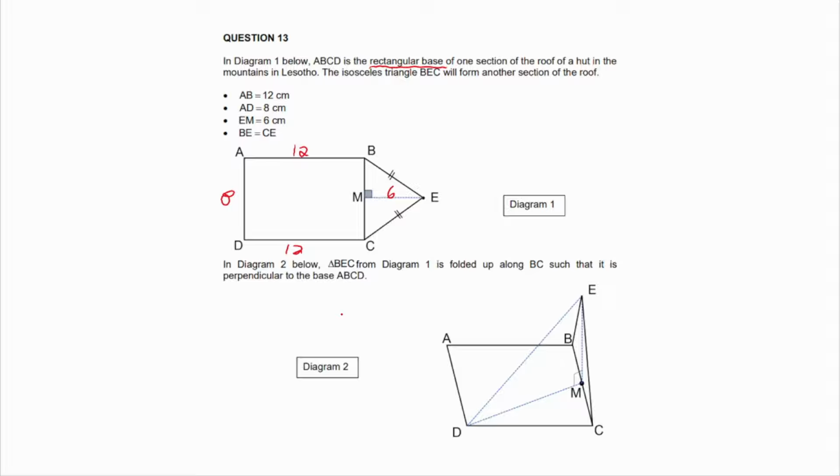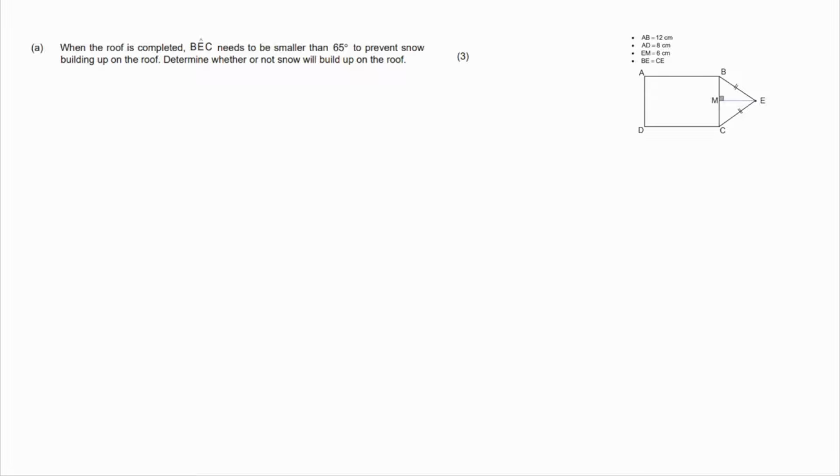Then they say in diagram 2 below, triangle BEC from diagram 1 is now folded up along BC such that it's perpendicular to the base ABCD. Okay, so this thing is now vertical. All right, so let's have a look. The first question says, when the roof is completed, angle BEC, this angle, needs to be smaller than 65 degrees to prevent snow building up on the roof. Determine whether or not snow will build up on the roof.